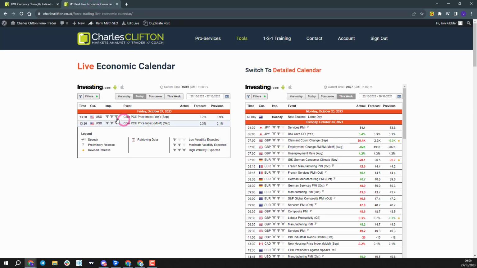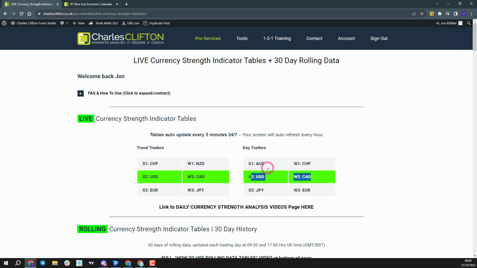On the slate today as well, we've got some dollar data. We've got core PCE price index year on year and month on month coming out at 1:30 p.m. So high impact data on the US once more. So it's going to be tricky to try and sort of trade that particular market.